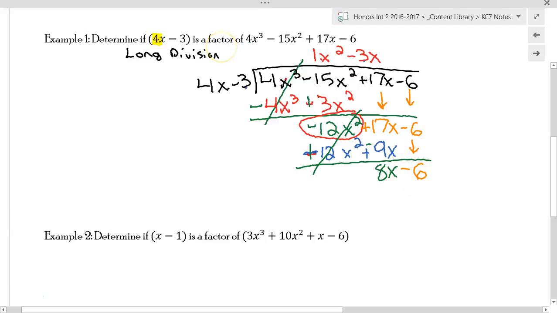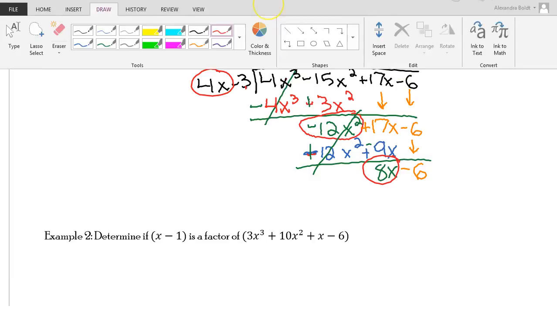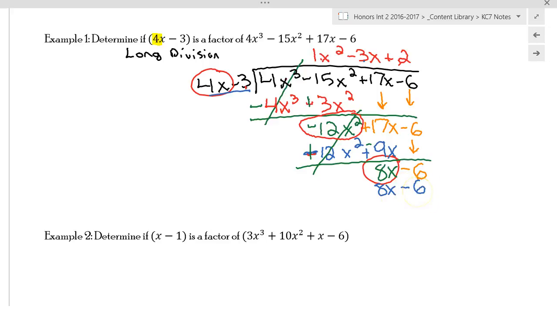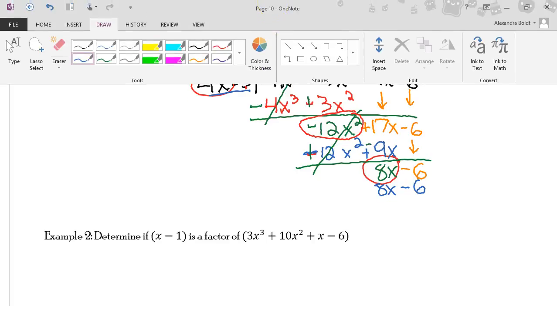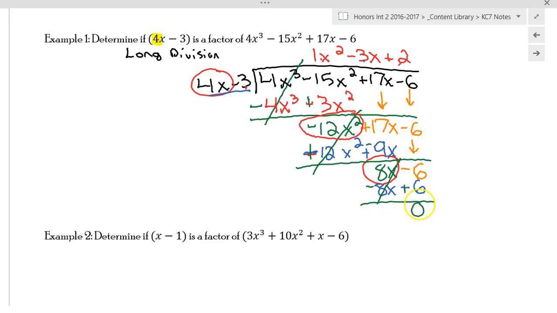Now, back to the division. Again, divide my first term. 8x divided by 4x. Well, 8 divided by 4 is 2. X over x, so x is cancelled out. So just 2. 2 times 4x is 8x. 2 times negative 3 is minus 6. Now I'm subtracting, so I have to change my sign. Negative, positive. 8x minus 8x cancels out. Negative 6 plus 6 also cancels out. And we get 0.